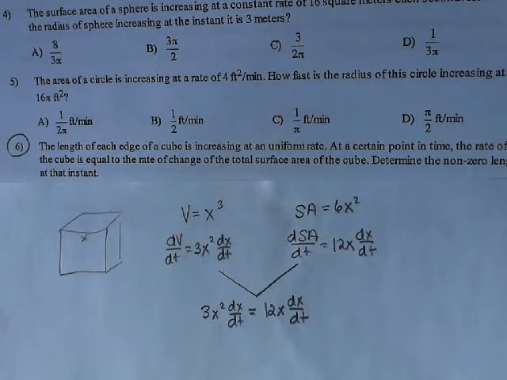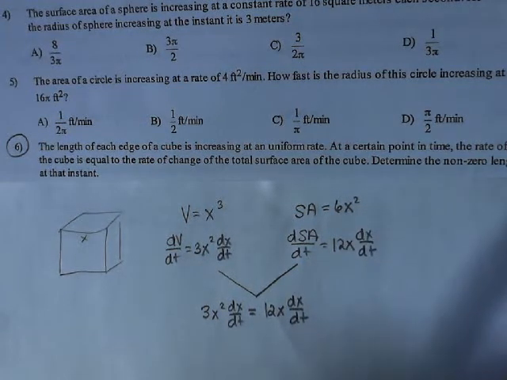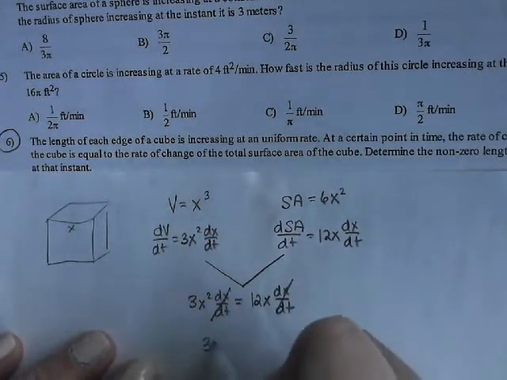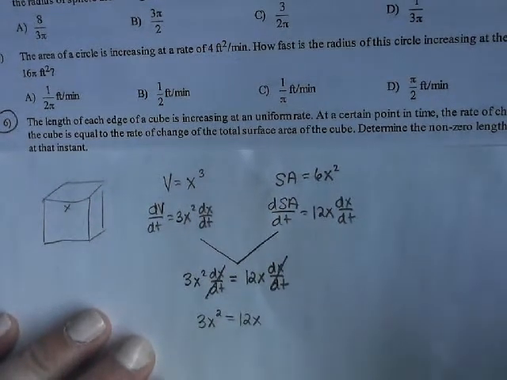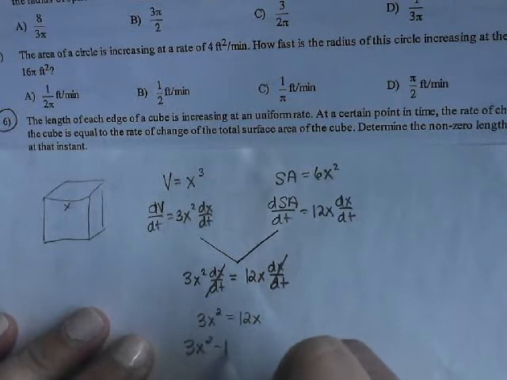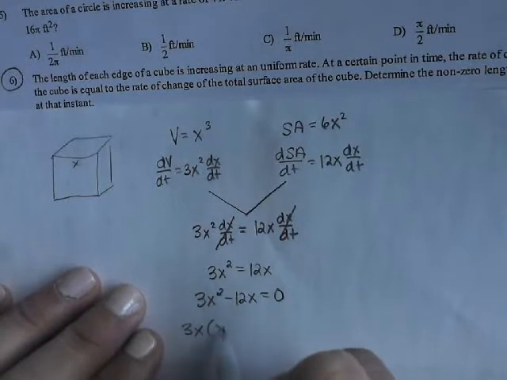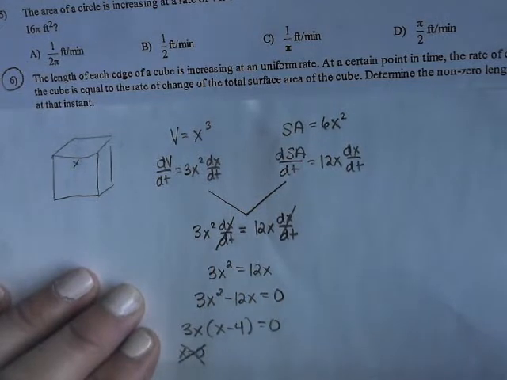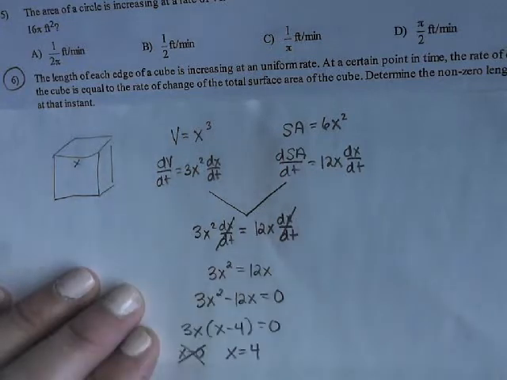And then we will solve for x, because they say to determine the non-zero length of the edge of the cube at that instant. So your dx/dt's are going to cancel on both sides. You get 3x squared equals 12x, and we're just going to solve that. So if we get it equal to 0, factor out a 3x. We get that x equals 0, which can't be the side length of a cube, otherwise your cube wouldn't exist, or x equals 4.